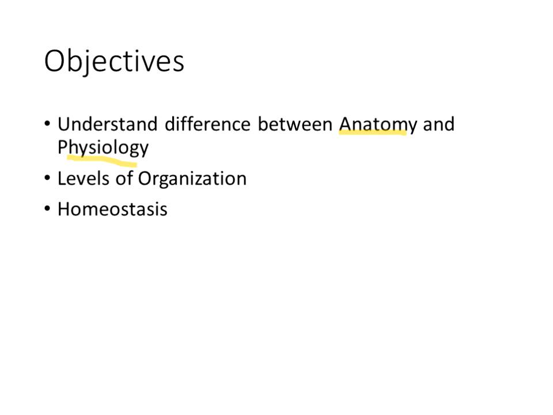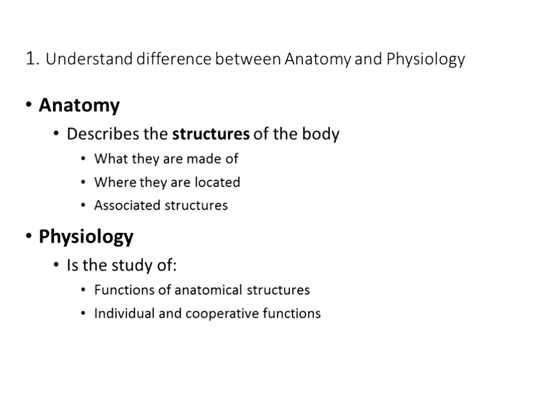All right, and then homeostasis is the last concept I want to hit on, and it's a critical piece of how our human bodies work and how they maintain all of their organ systems, all of their cells, all of their tissues to work together to allow the organism to function in the environment around us. Okay, so those are our big three objectives for this first part of this first lecture.